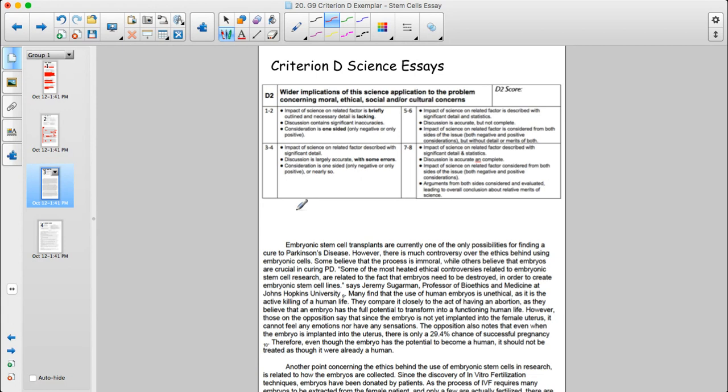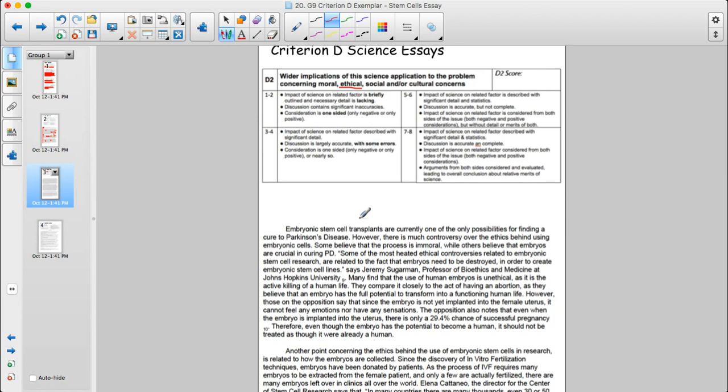The other aspect of the essay that tends to give people more trouble is looking at a wider implication of the science. A very common one that we use a lot in the science department is looking at the ethics of the scenario. So you have this scientific solution, in this case, embryonic stem cells, and then beyond just whether or not embryonic stem cells can work to treat a problem like Parkinson's disease, is considering, is it ethical to use embryonic stem cells to do so? And so really the key is that you're going to look at both sides of the situation when you do this.